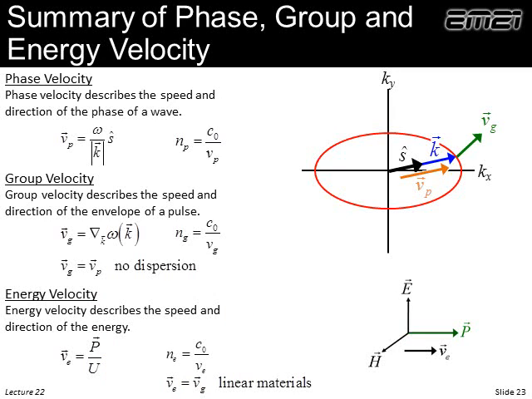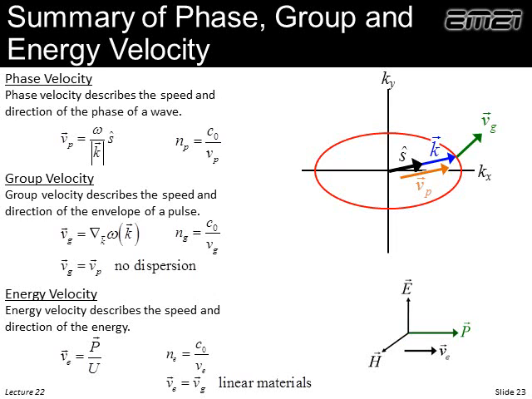But inside nonlinear materials, it turns out the energy can travel at a different speed than the information, or the group velocity, and the information can travel at a different speed than the phase velocity. So they can all be different. But we need dispersion, and we need nonlinear materials in order for these things to be different.